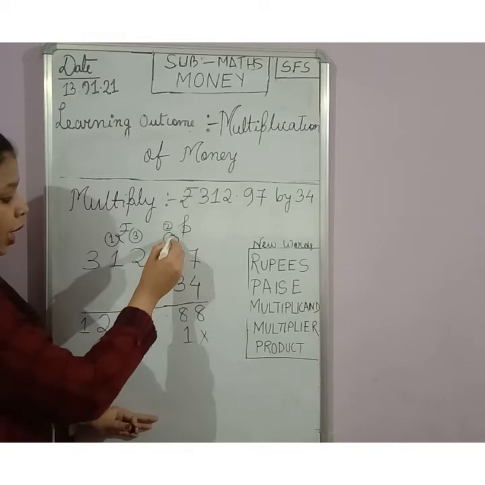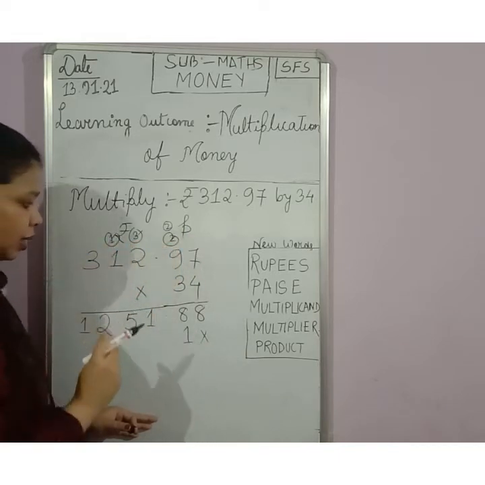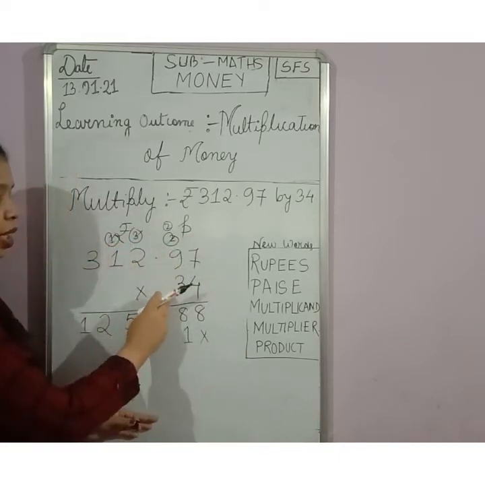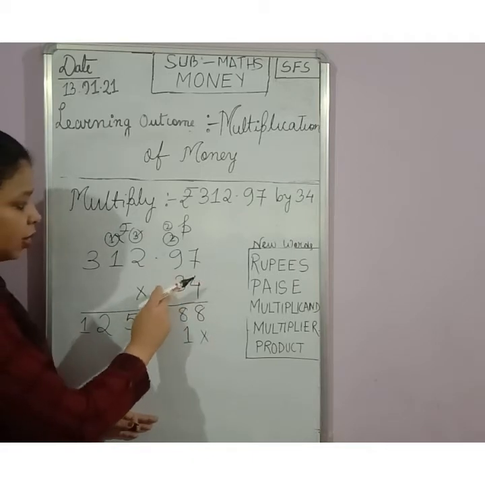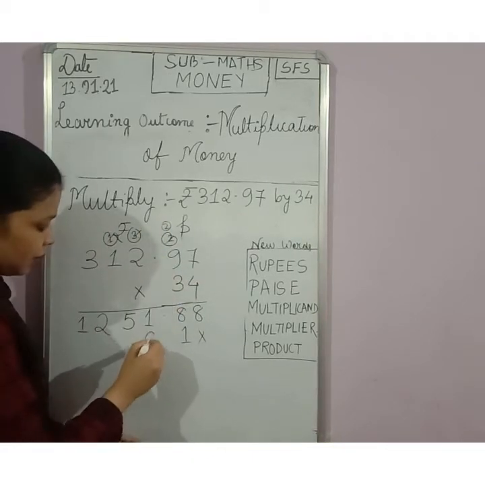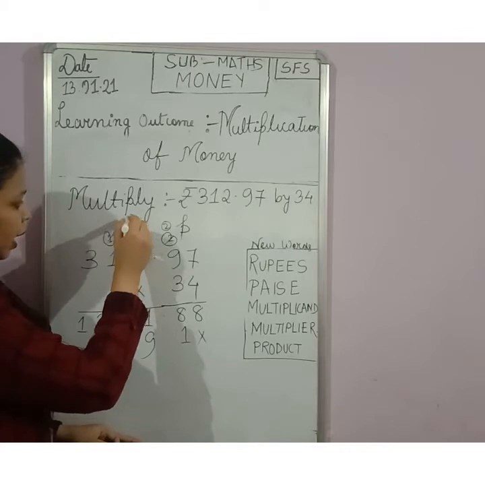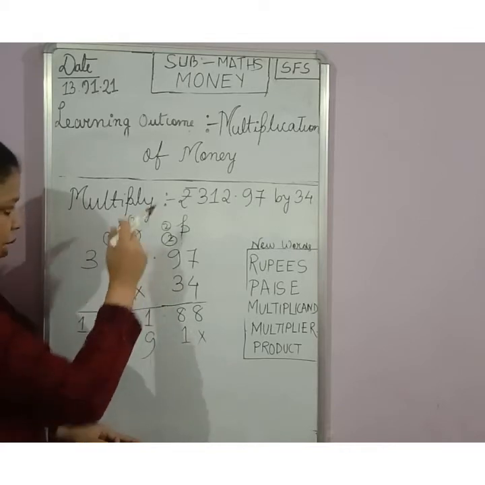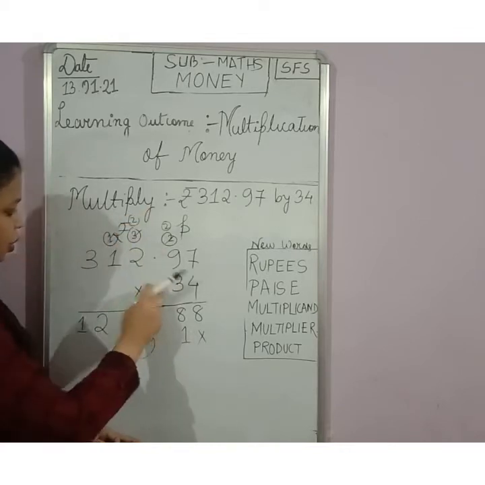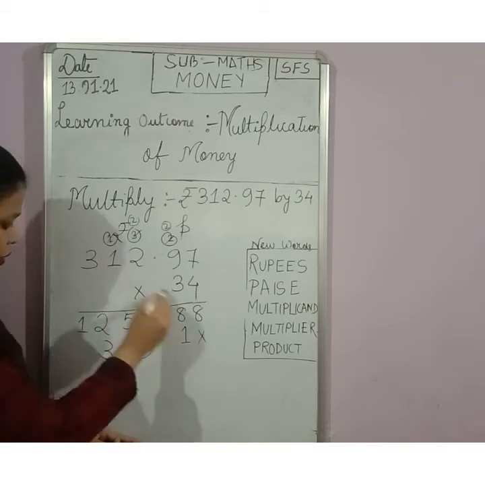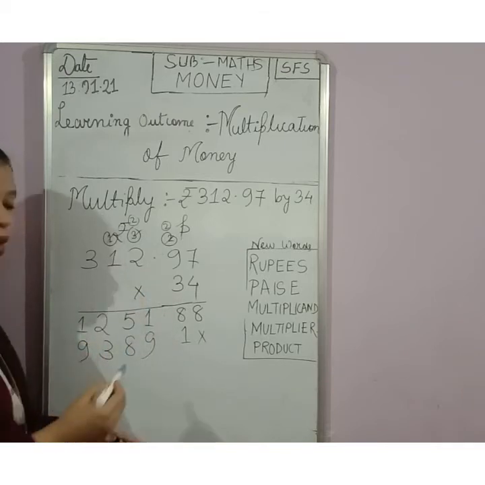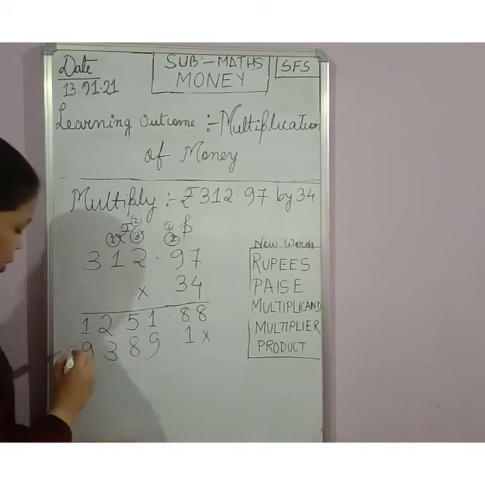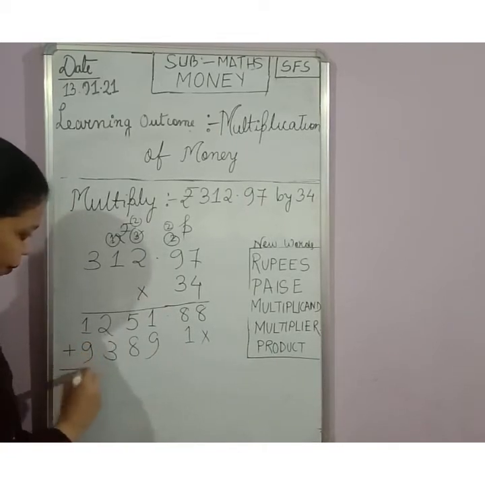Once the carryover you have used, you can cross it out like that. Okay, so 9 into 3, 27 plus 2, 29. 2 again carry over. 3 2 is a 6 plus 2, 8. 3 1 is a 3 and 3 3 is a 9. Now after multiplication, what you have to do? You have to add them.